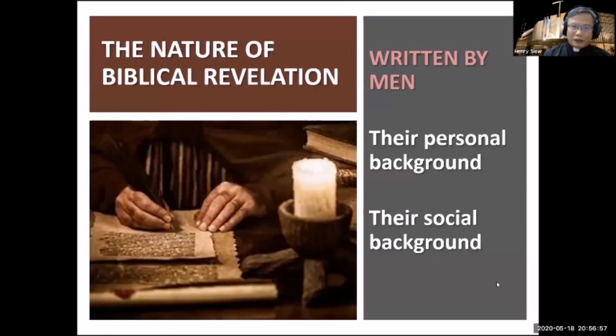And because we need to know the human aspects, because the books were written by men, human authors, we need to know the human author's personal background, if we can identify the author, and their social background as a group, the time, the people, the culture of the time. If we understand these two aspects, the personal and the communal background of that writing, then we would be able to better understand certain materials being presented in that book.